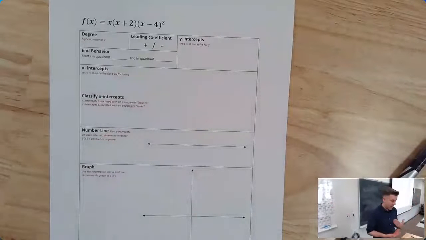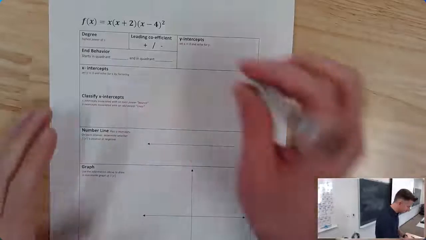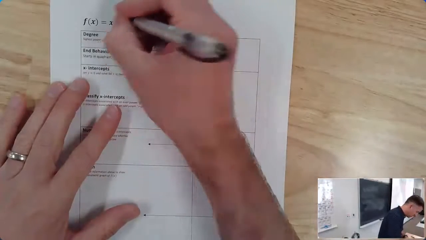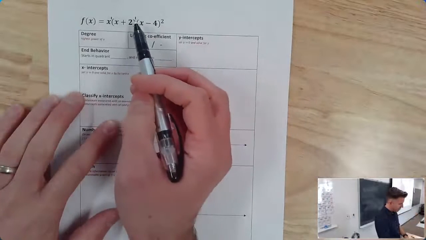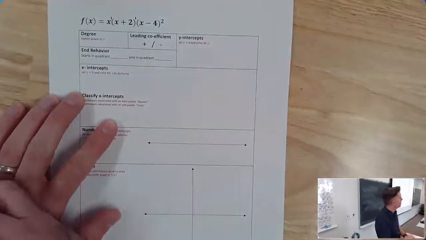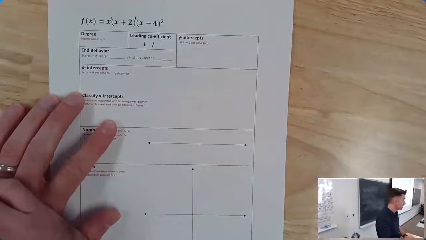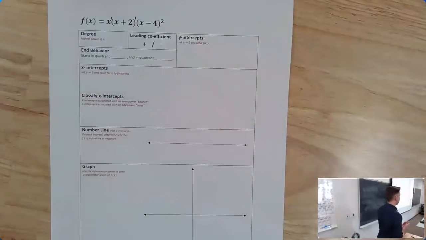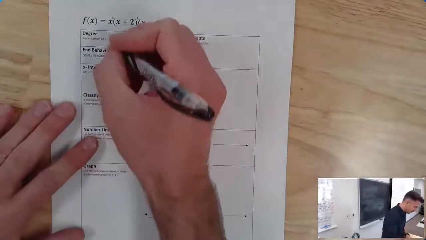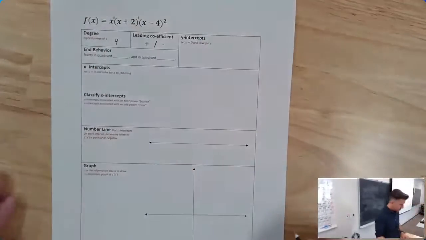Another way you could attack it, if you don't want to do that exactly, is you could say that's an x to the 1st, that's an x plus 2 to the 1st, and if you add up all those powers, 1 plus 1 plus 2 is 4, which is what the degree is going to be. Always works. It also works by adding up all the multiplicities, which is kind of the same thing. So the degree is definitely 4.